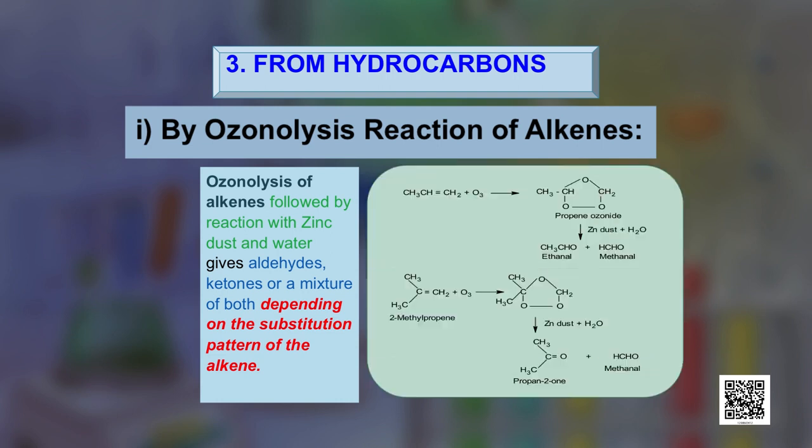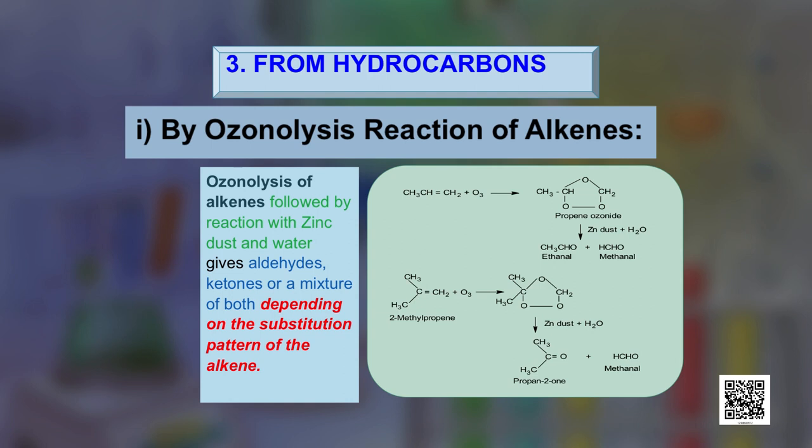For example, if we start with propene, we will get after ozonolysis methanal and ethanal as the products, while if we start with 2-methyl propene, then we will get as products one is methanal and the second product is propan-2-one, that means it is a ketone and an aldehyde both, while in the first case we got both the aldehydes.